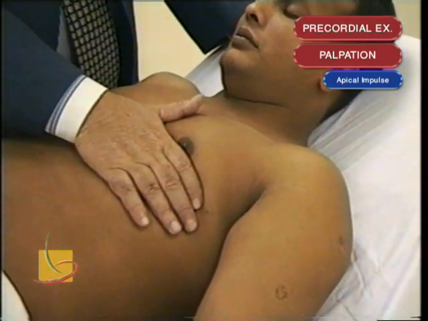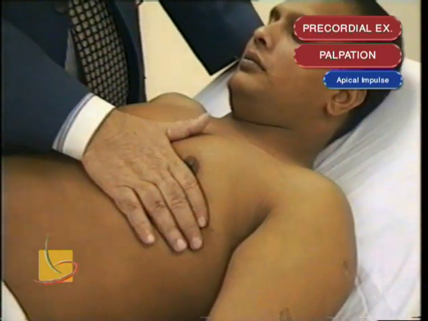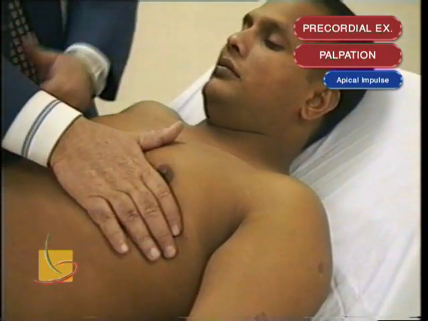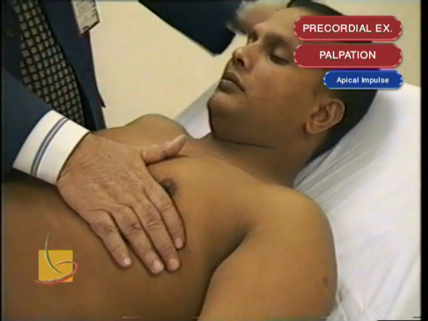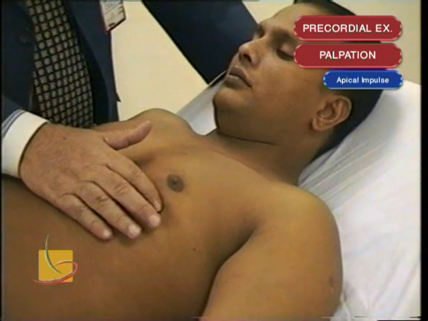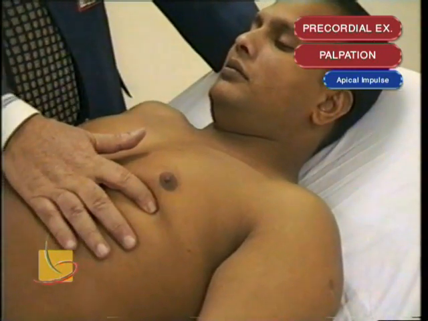But in an obese individual and in a patient with emphysema, I may not feel it. And if the heart is dextrocardic, if the heart is transposed to the other side, I will not feel it. So there are causes for an impalpable apical impulse. Where is the apical impulse here? Exactly in the same place in which I have inspected. It is at this point.